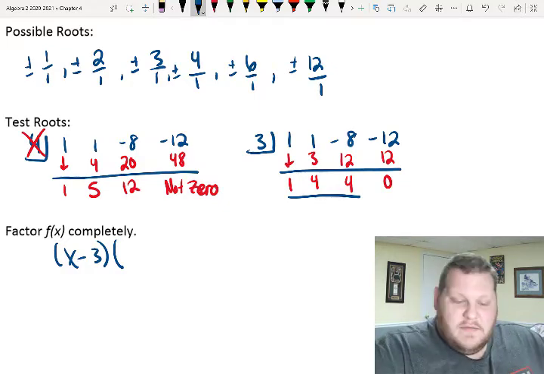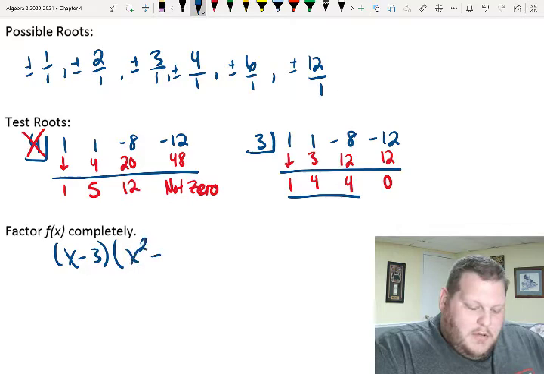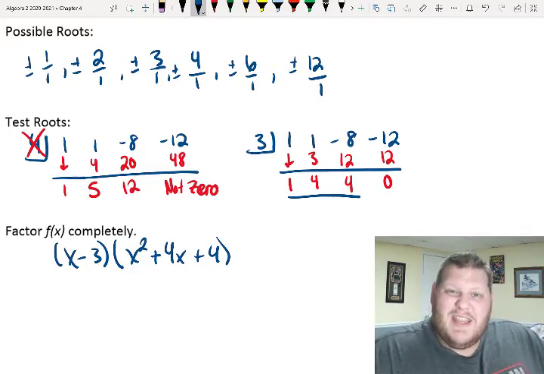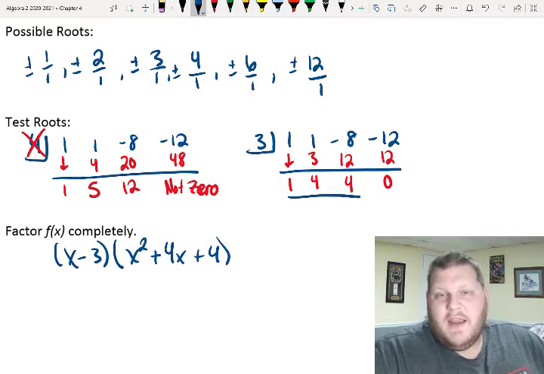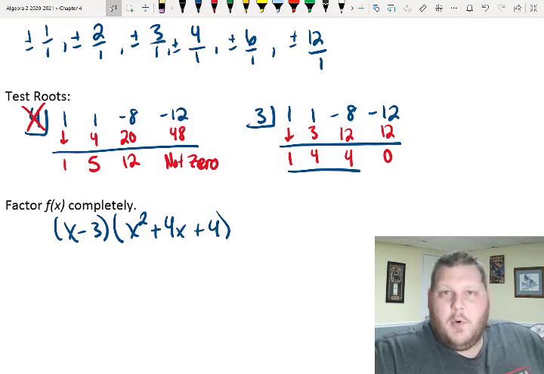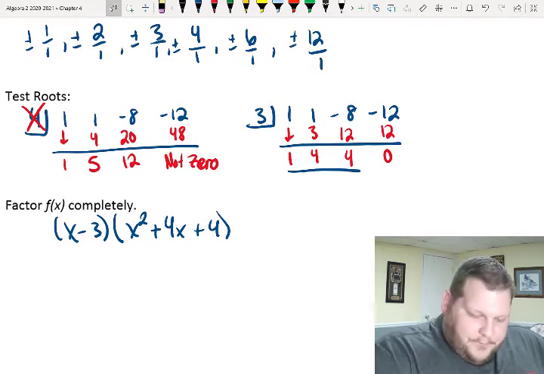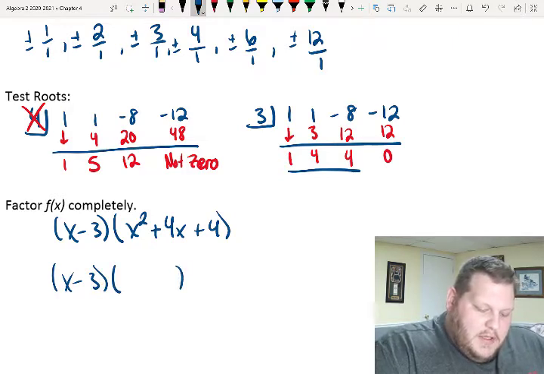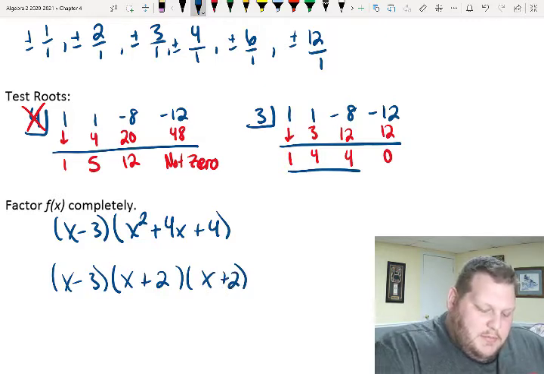x minus 3 is that first factor, and then 1x squared plus 4x plus 4 is what the other stuff is, right? x minus 3 times that gets me back to my original. And now after you do this the first time, you should be able to factor what's left over. There are very rare occurrences where you have to do synthetic more than once to identify another factor. So from here, I'm just going to factor completely. My x minus 3 is not going to change, but this other parenthesis factors out into x plus 2 times x plus 2.